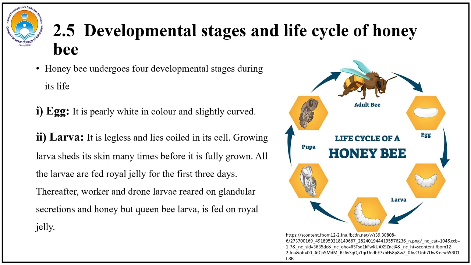All the larvae are fed royal jelly for the first 3 days. Thereafter, worker and drone larvae are reared on glandular secretions and honey, but the queen bee larva is fed on royal jelly.